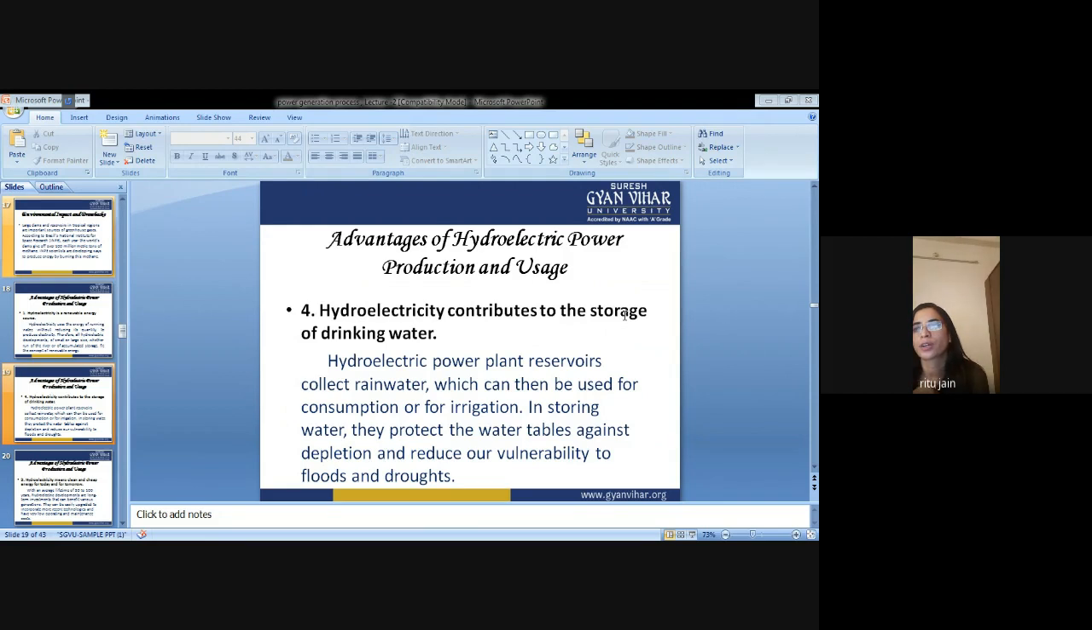Advantages of hydroelectric power production and uses. Hydroelectricity contributes to the storage of drinking water. Hydroelectric power plant reservoirs collect rainwater, which can then be used for consumption or for irrigation. In storing water, they protect the water tables against depletion and reduce our vulnerability to floods and droughts.